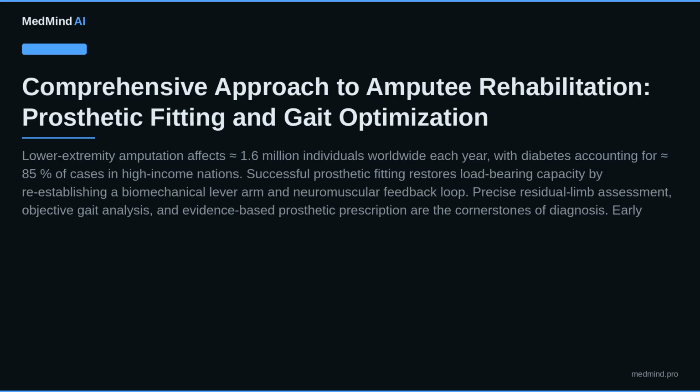Precise residual limb assessment, objective gait analysis, and evidence-based prosthetic prescription are the cornerstones of diagnosis. Early multidisciplinary intervention, including targeted pharmacologic pain control, structured gait training, and adherence to WHO and NICE prosthetic service guidelines, maximizes functional independence and reduces 1-year mortality from approximately 15% to less than 10%.